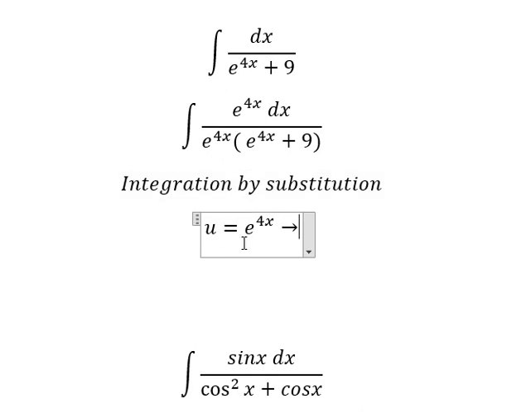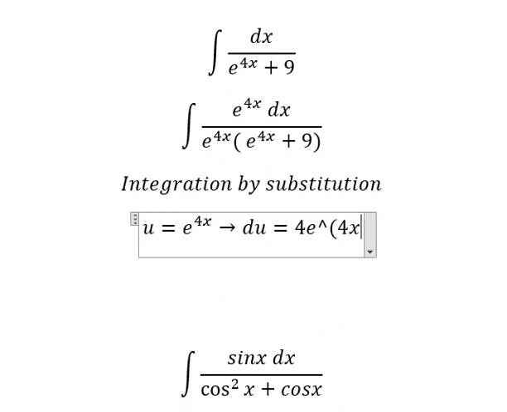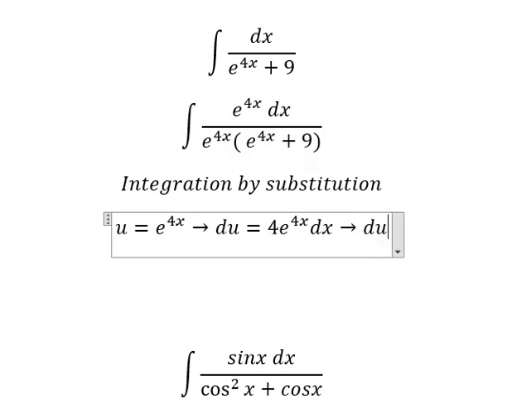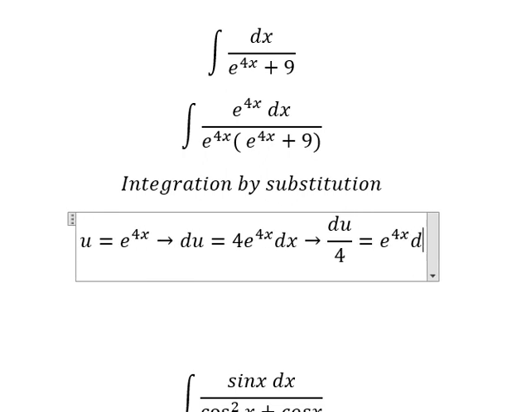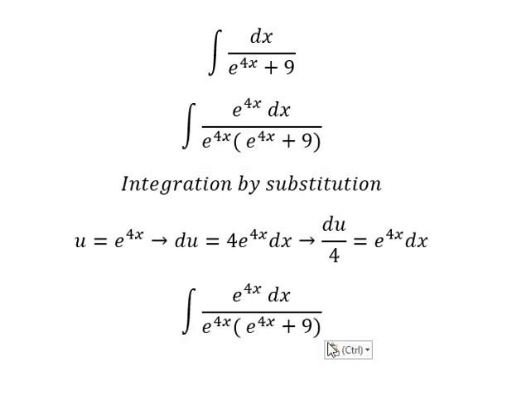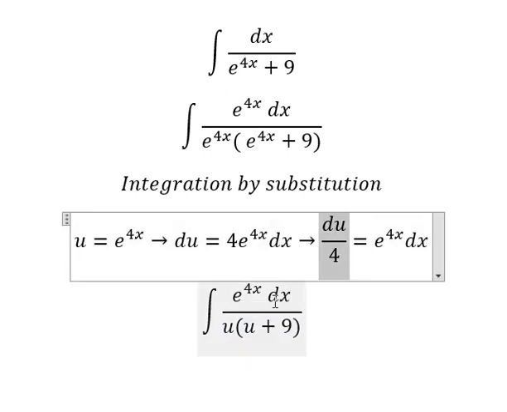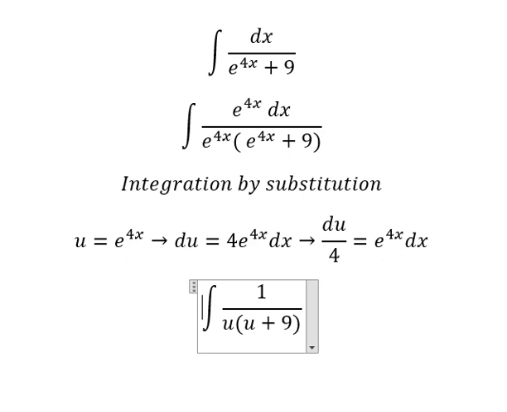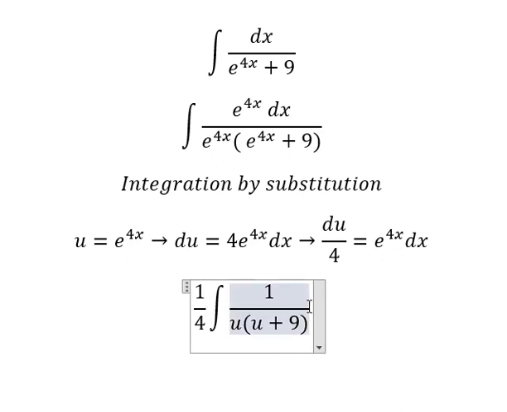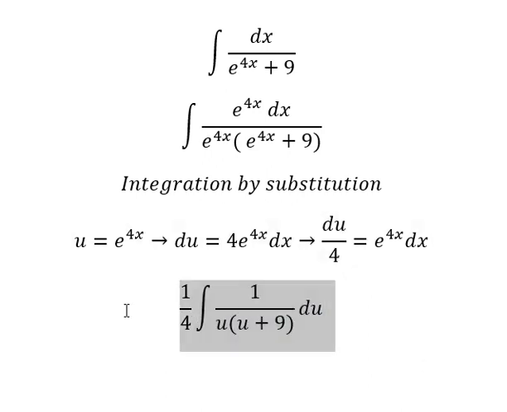Later we need to take the first derivative of both sides, and we have this. Because we don't have the number 4, we need to divide both sides by 4. So this one we change for u, and this one we change for du. So I will put 1/4 outside.